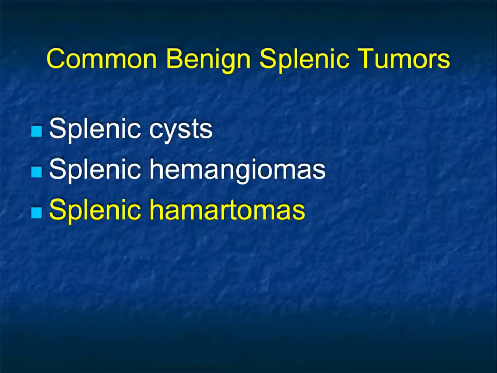Now, the last common benign splenic lesion to talk about will be splenic hamartomas, but you know, we've covered a bunch of different things and we're running the full 18 minutes that I like to aim for talks. So why don't we stop here and let's pick it up with the last of the main benign lesions, splenic hamartomas, and I'll see you in a few minutes.